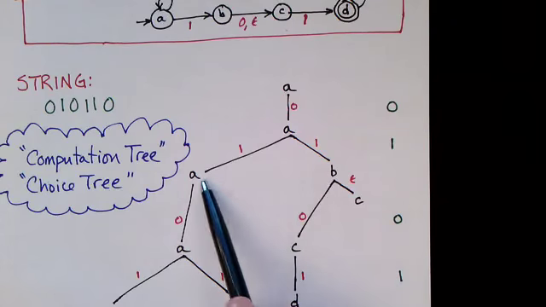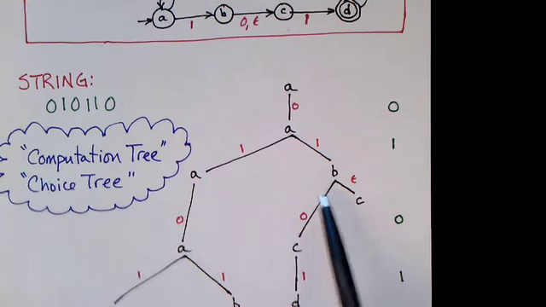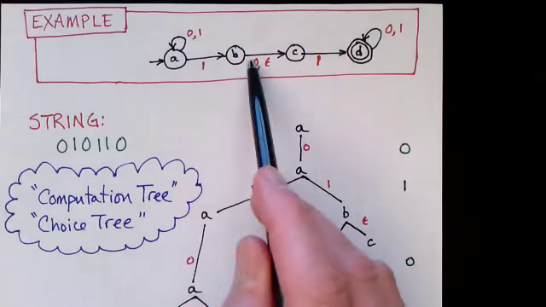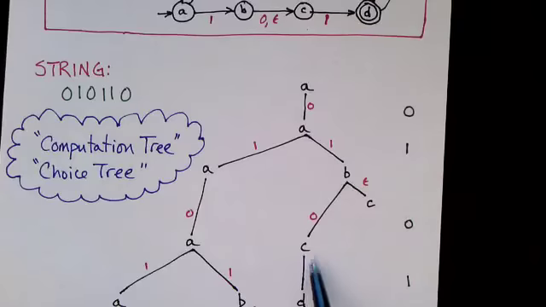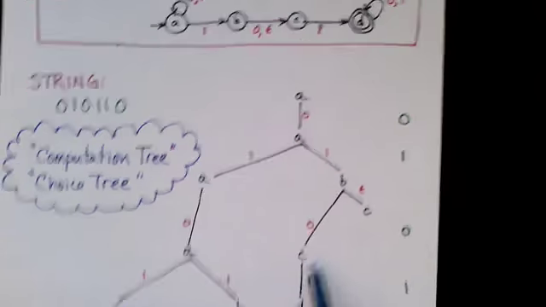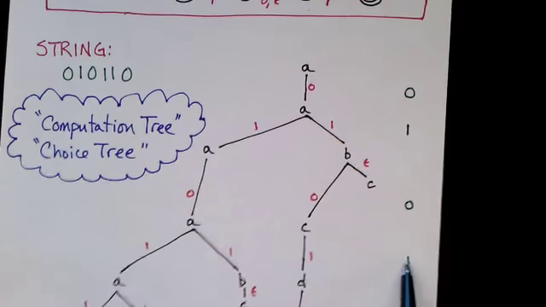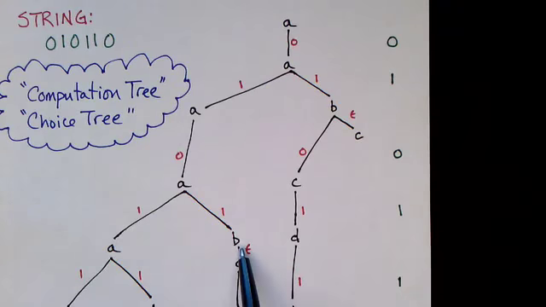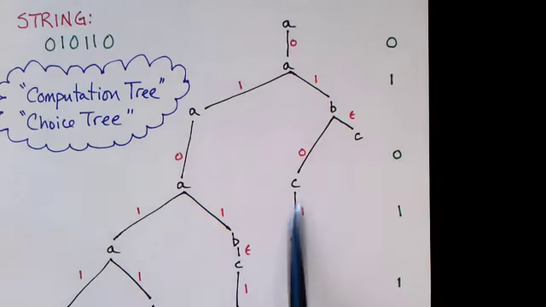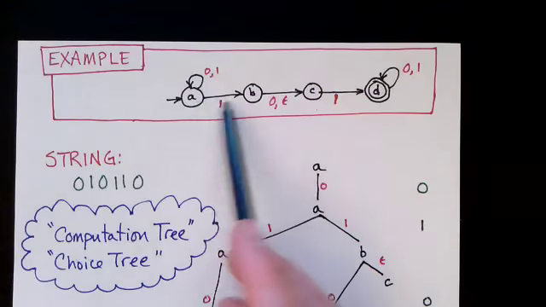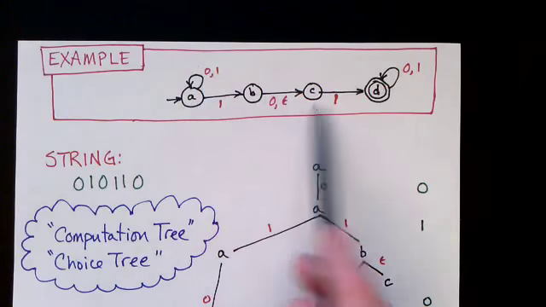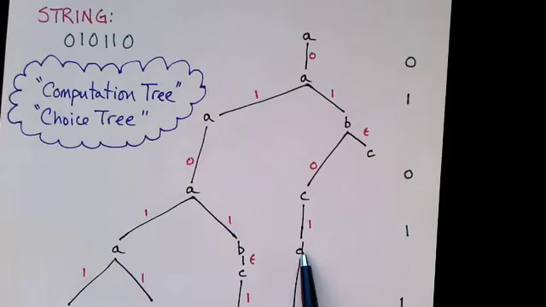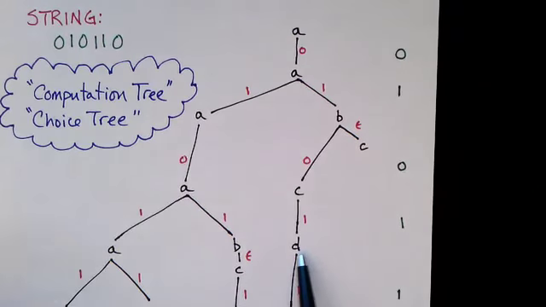On the other hand, if we stay in A and B and see that 0, in A we remain in A. In B, we go to C. Now what happens? We see a 1. In state A, we can remain in state A, or we can move to state B. And in state C, we go to D. D is a final state, but we still have more of the string to go, so we don't accept at this point.